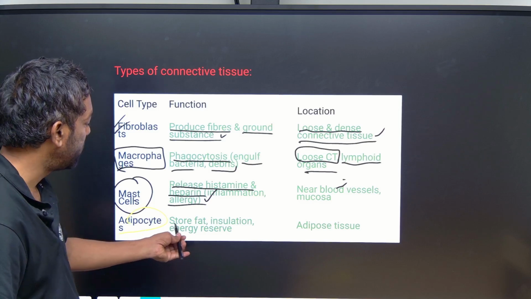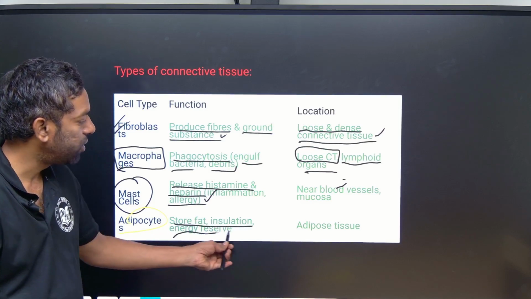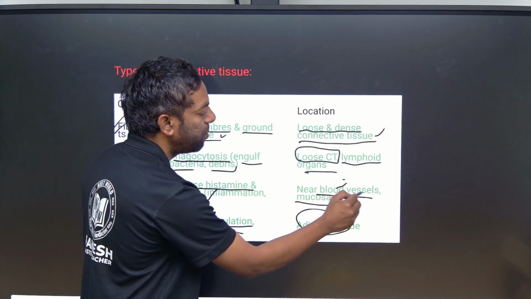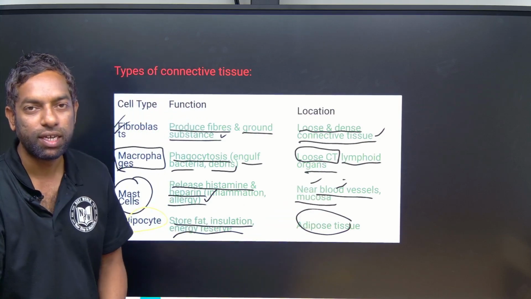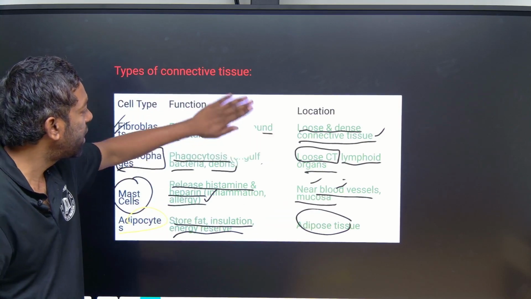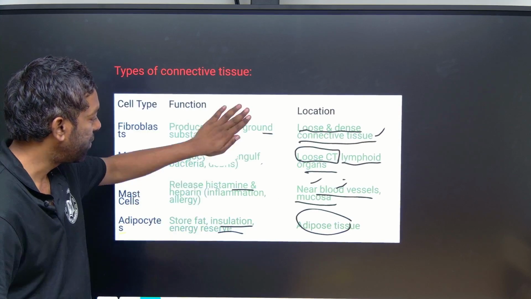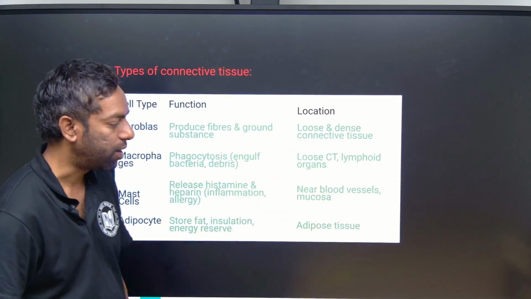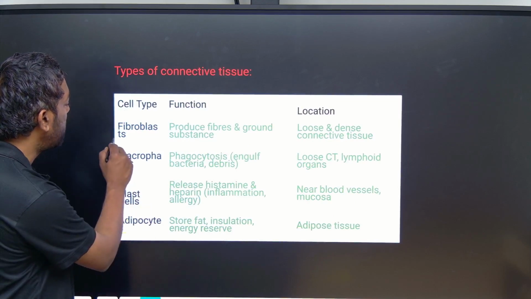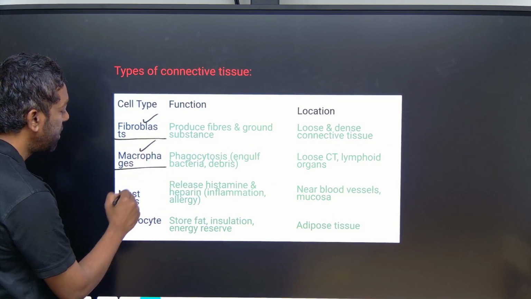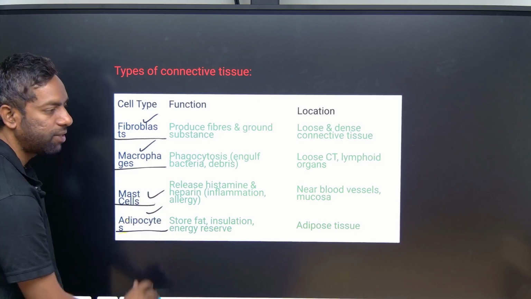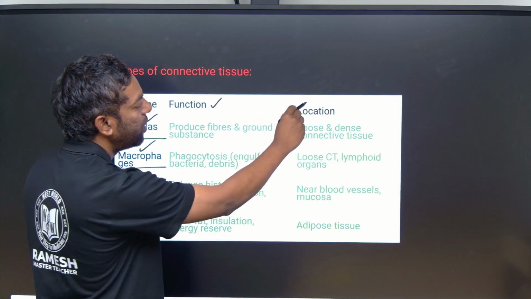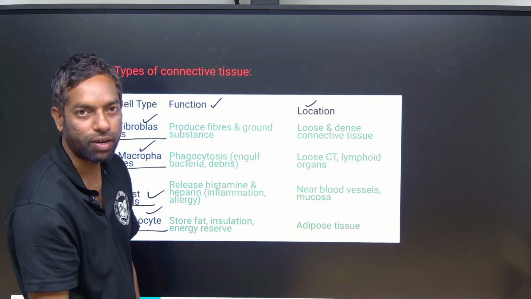Adipocytes are for storage, located in adipose tissue, around mucus and blood vessels. These are the functions of the different kinds of cells in the connective tissue. We are going to discuss each level of the connective tissue later on. These are the fibroblast cells, macrophages, mast cells and adipocytes, the main cells, their functions and where they are located in the connective tissue.